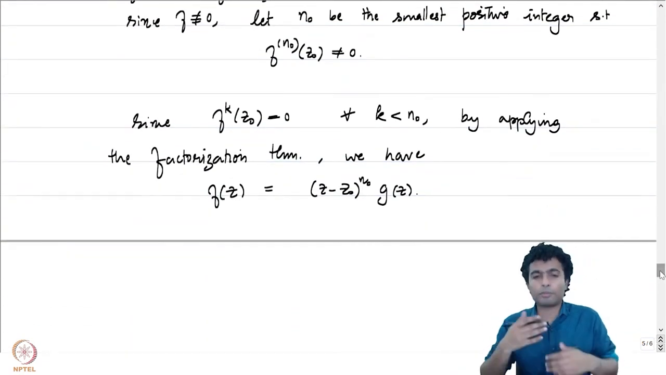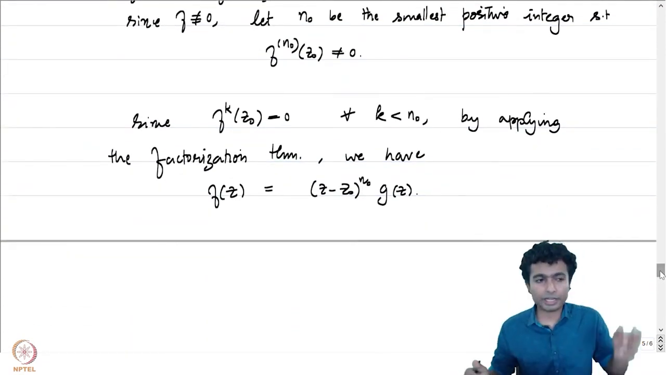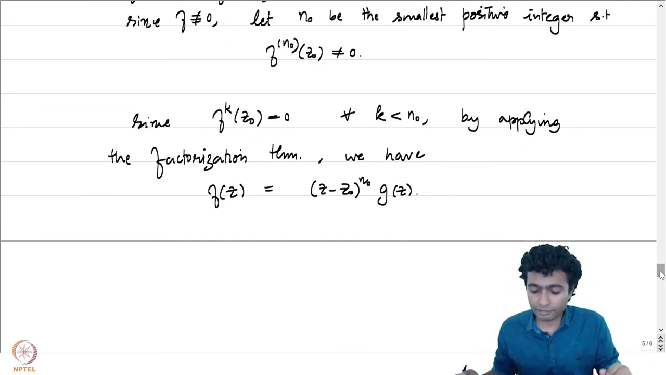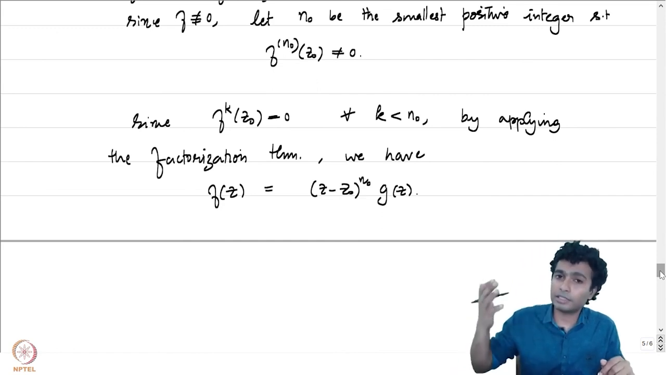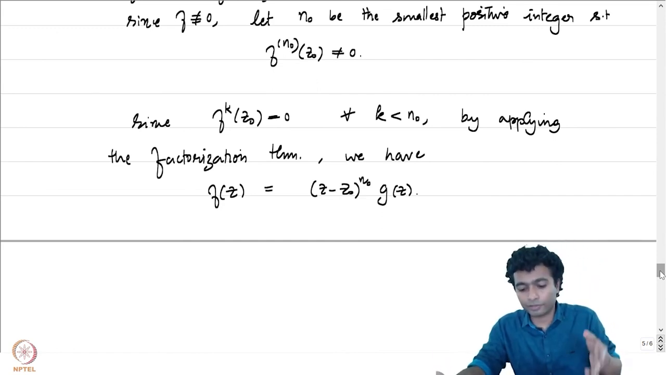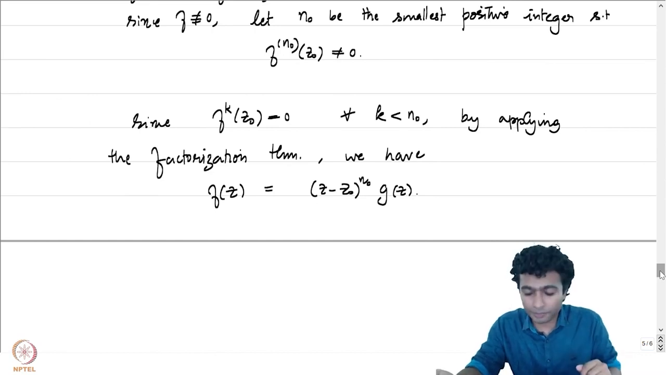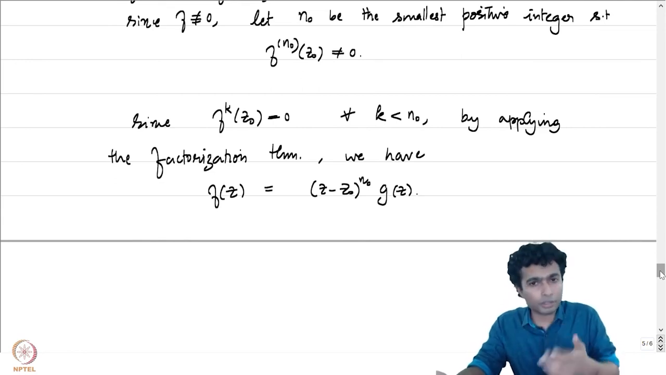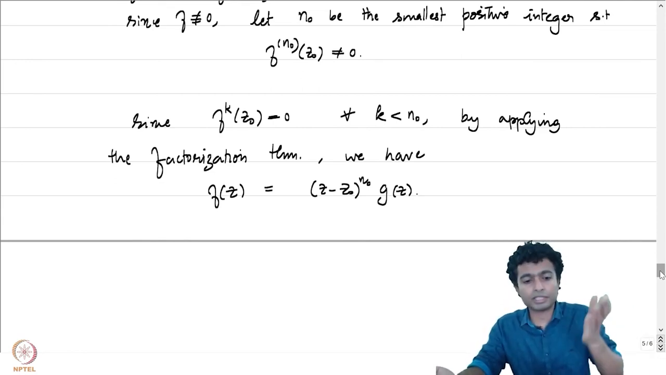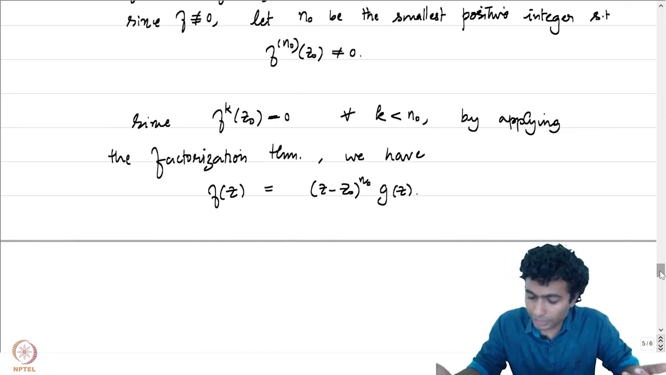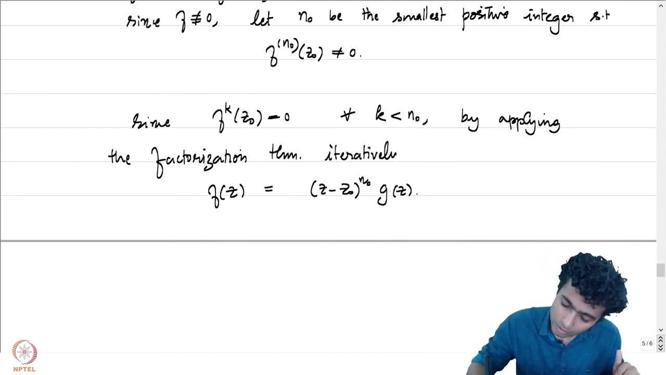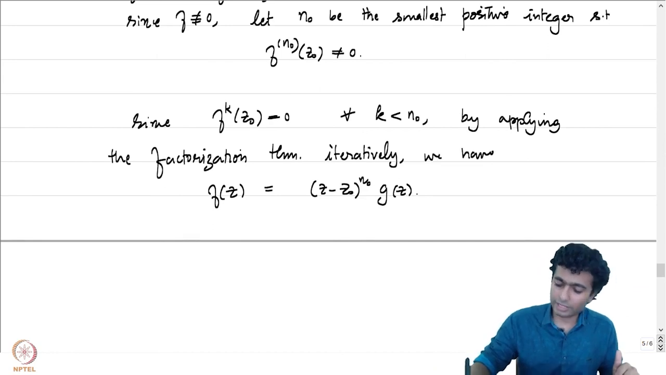Now, the key thing is to apply the factorization theorem to f(z), write it as (z minus z0) times g0. Now, you look at the derivative. The derivative will tell us that g0(z0) is also equal to 0 if n0 is greater than 1, and then write g0(z) as (z minus z0) times g1(z), and therefore we will be able to write f as (z minus z0) to the power 2 times g1(z). This is being done iteratively. We have g(z) in this manner.